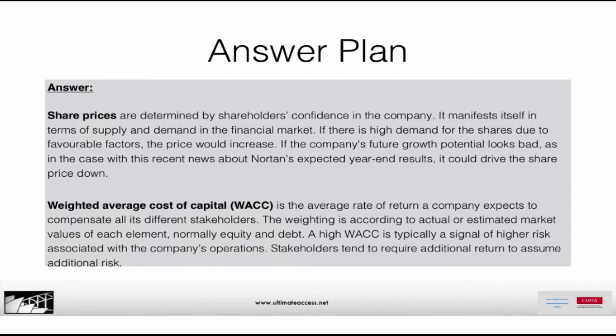Now, weighted average cost of capital is the average rate of return that the company expects to compensate all its different stakeholders. So as we mentioned earlier, lenders and equity holders will expect this return, and that is the weighted average cost of capital. The weighting is according to an actual or estimated market value of each element, normally equity and debt. A high WACC is typically a signal of higher risks associated with the company's operations. Stakeholders tend to require additional return to assume additional risk.